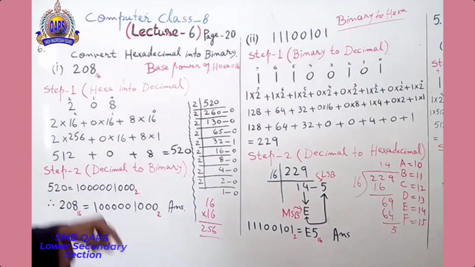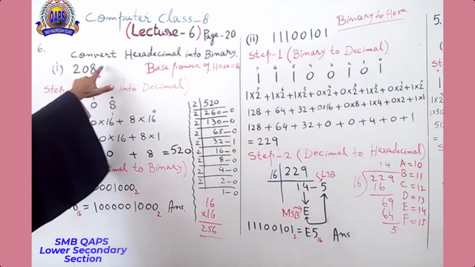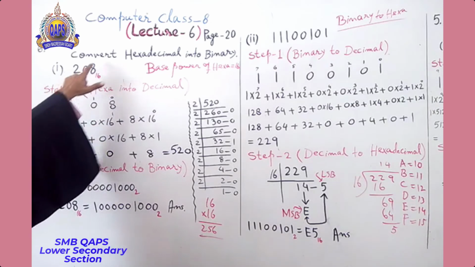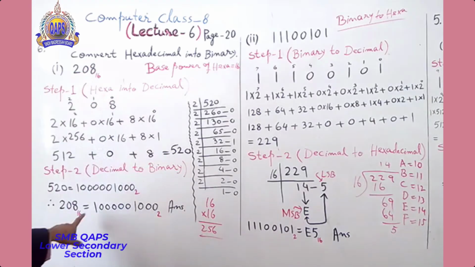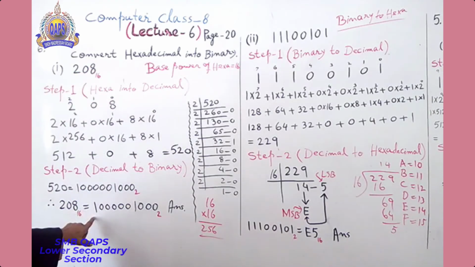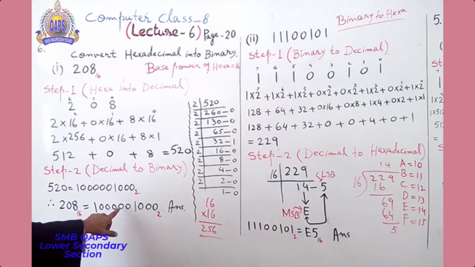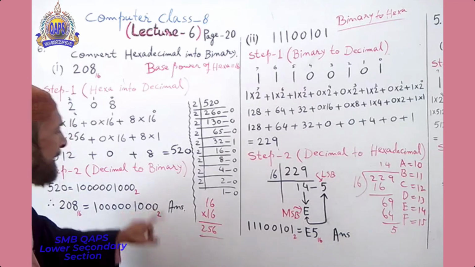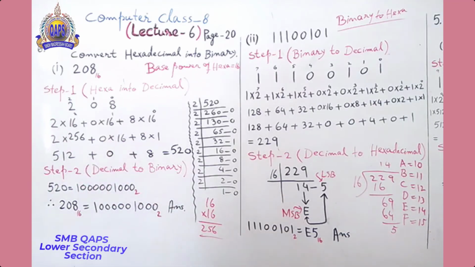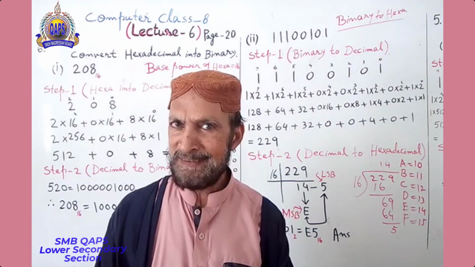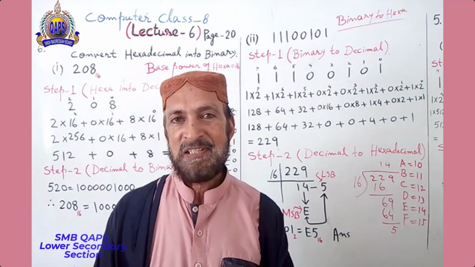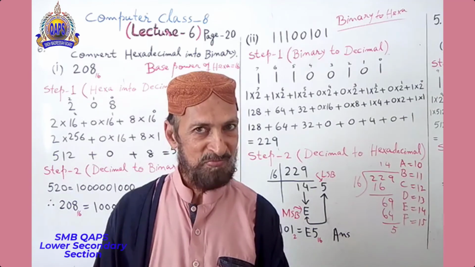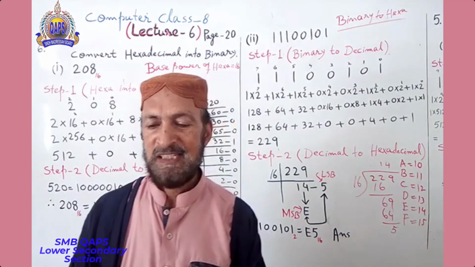That means 208 hexa is equal to 1 0 0 0 0 0 1 0 0 0 binary. That is the answer. All right, you have completed that. I hope you learned it.